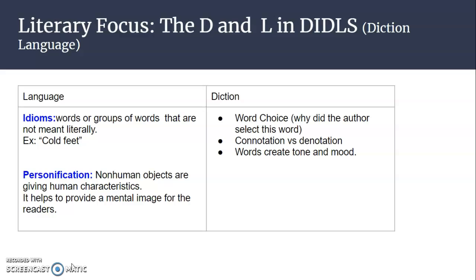Diction, we're always talking about word choice. Words are any author's superpower. Words are the world's superpower because we speak words. And so words give life, words create death, words create feelings, words can heal, words can break. So we look at diction, word choice, why the author selected that word that he or she selected. What is the connotation? And we know connotations are the feelings and the emotions attached to that word versus the denotation of the word.